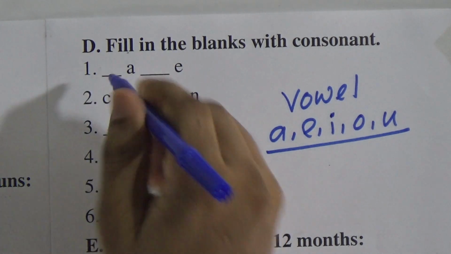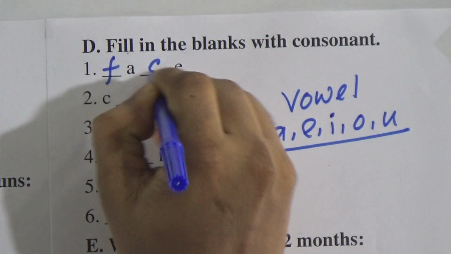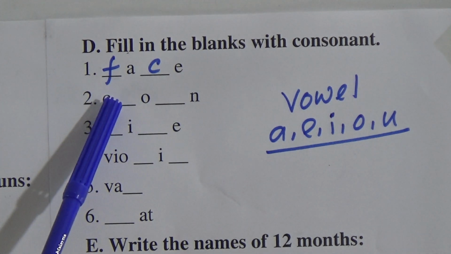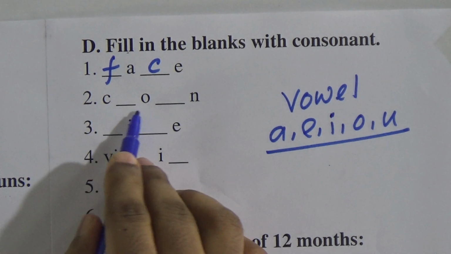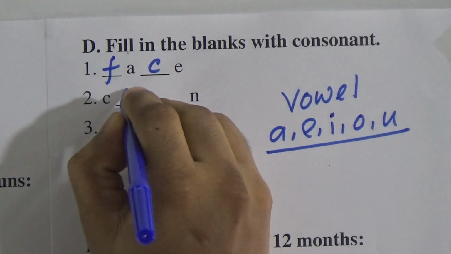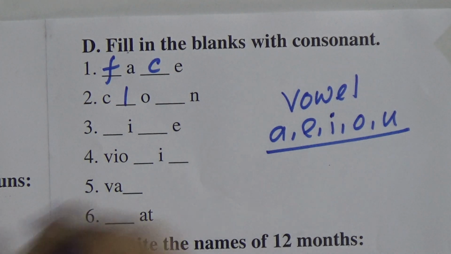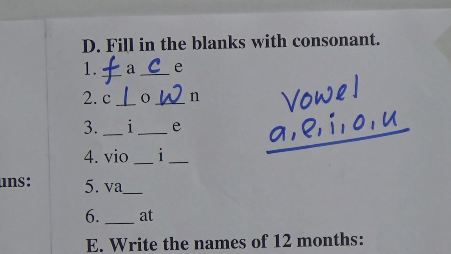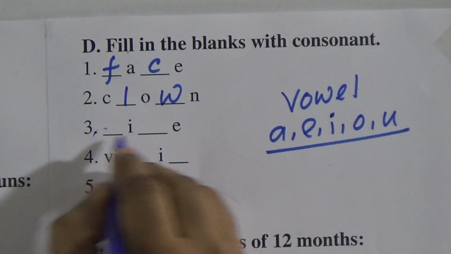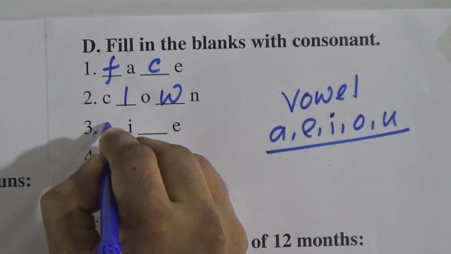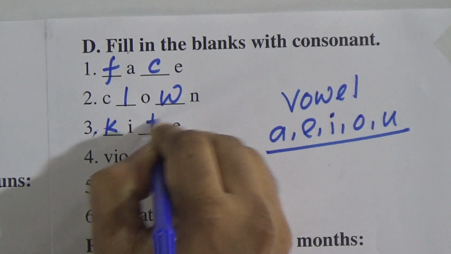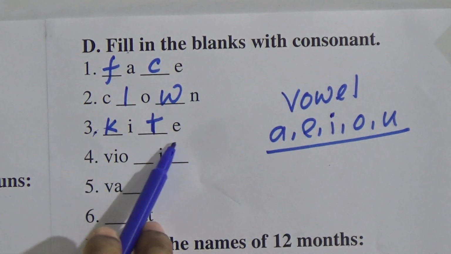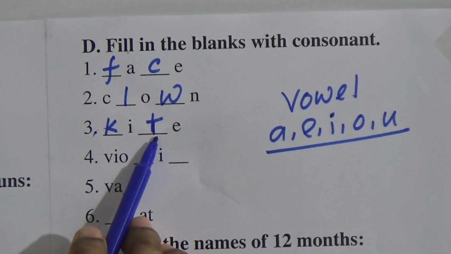If I write F, A, C, E, face. F is a consonant, C is a consonant. So face is a word. Number 2, C dash O dash N. If I write CLOWN, clown is a word. L and W are consonants. Number 3, dash I dash E. If I write KITE, kite is a word, and K and T are consonants.